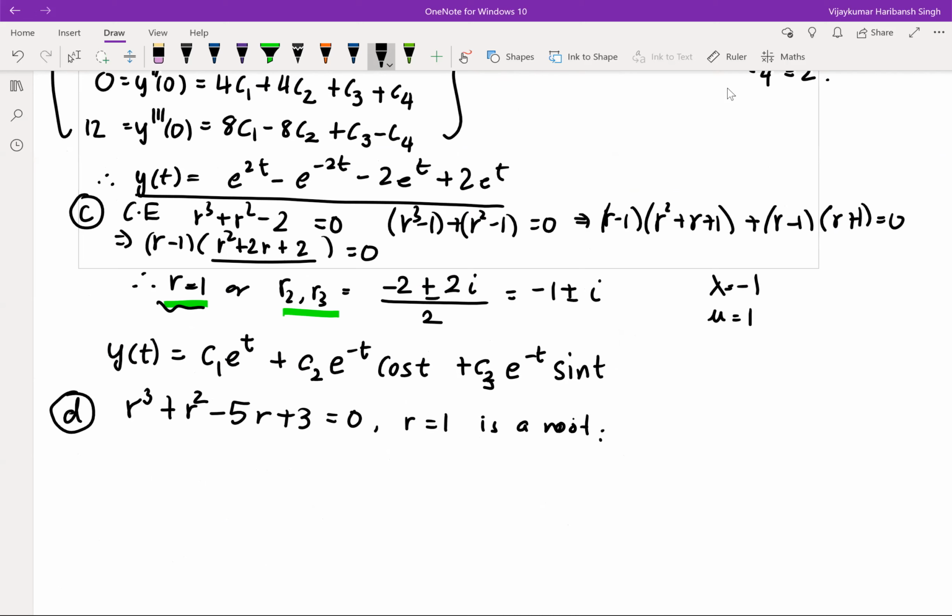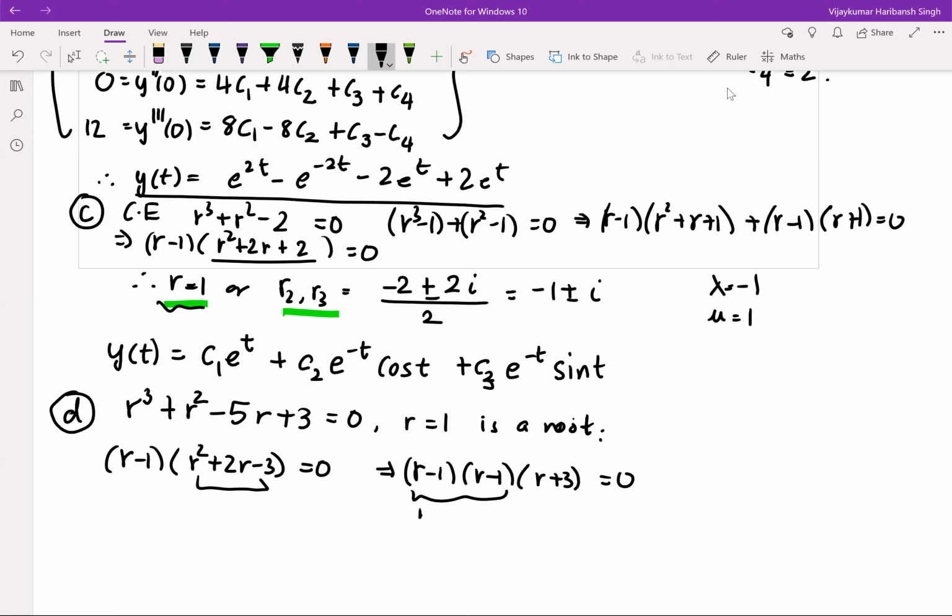So we should be able to divide by r minus 1. So when you take r minus 1 common, what is left in the bracket after the long division is r squared plus 2r minus 3 equals 0. This again has a factorization as r minus 1 times r plus 3. So we get r minus 1 times r minus 1 times r plus 3 equals 0. So here what happens? Real repeated roots, for this part.